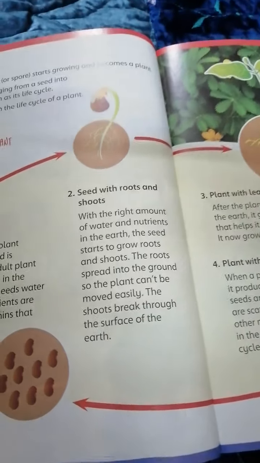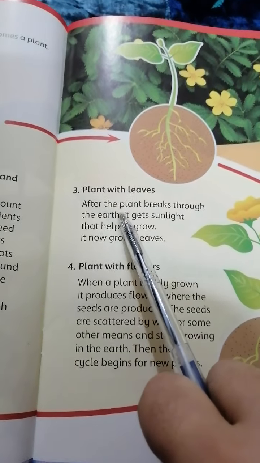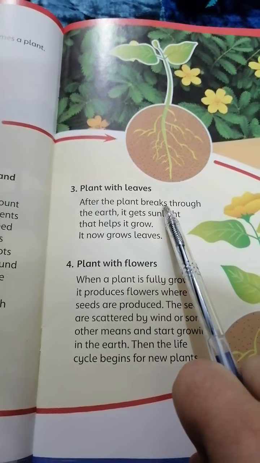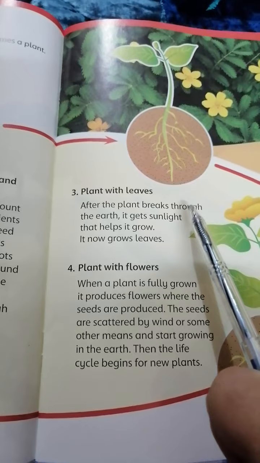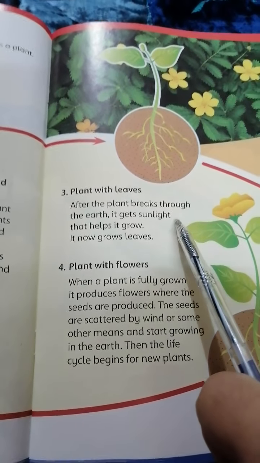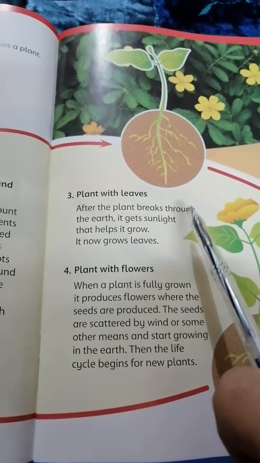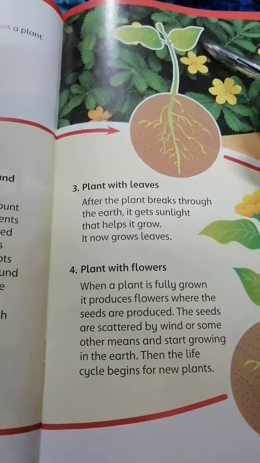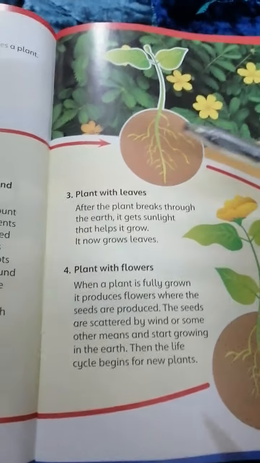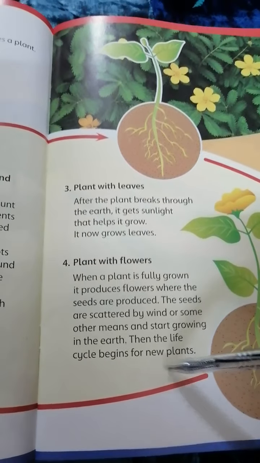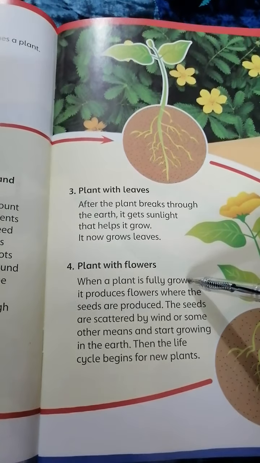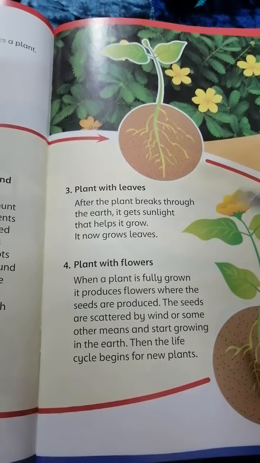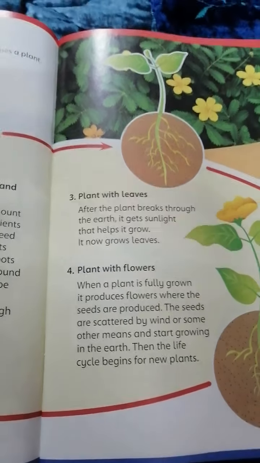After that, the third step is plants with leaves. When the shoot breaks through the surface of the earth, it needs sunlight and water to grow. Now leaves start growing. And the fourth and last step is plants with flowers. Now the plant is fully grown. Now it is a very big plant.